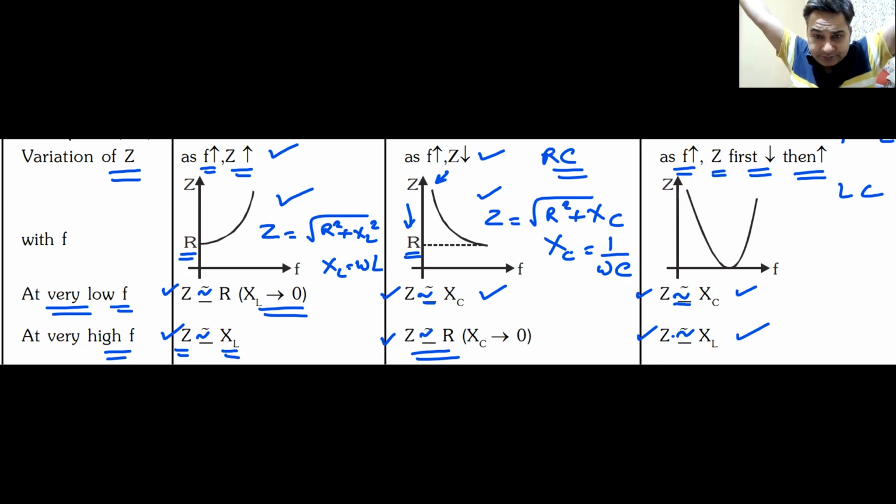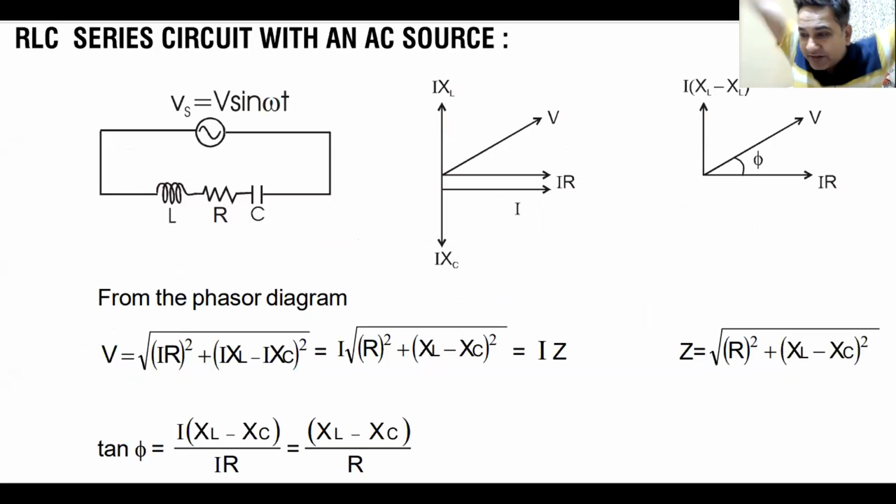Now the time has come. For what? The time has come to move on to the last circuit. If you understand this circuit, you understand all circuits. Understand one, and you are done, because it consists of all the 3 elements.